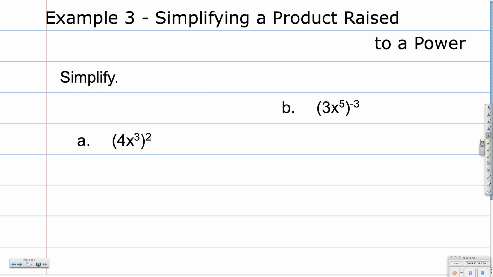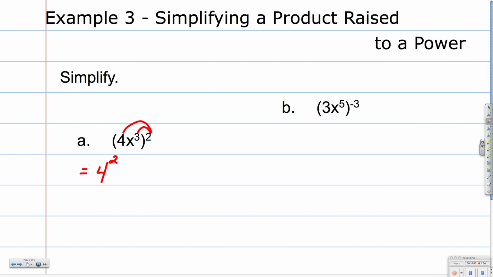Example 3, simplifying a product raised to a power. Part A, we have the product of 4x to the 3rd being raised to the 2nd. As we just saw with the property, we need to distribute this power of 2 to 4 and x to the 3rd, which means we have to raise 4 to the 2nd power, and I'll write that down as 4 squared. And now we need to raise x to the 3rd to the 2nd power. This is the power of a power property.